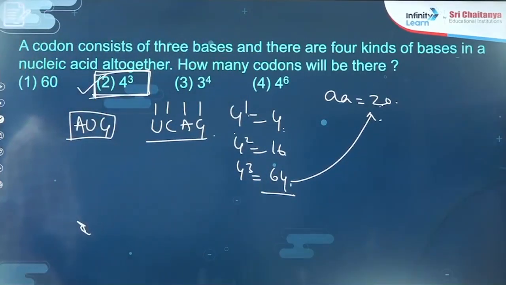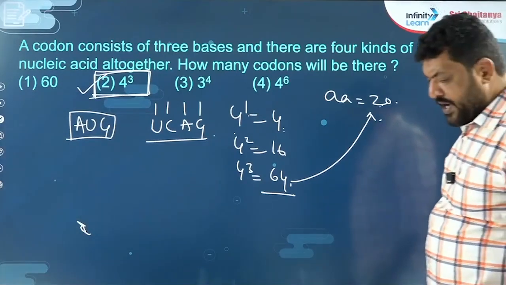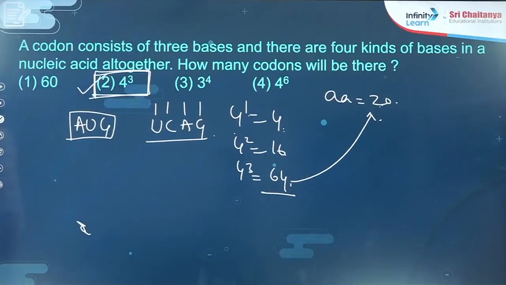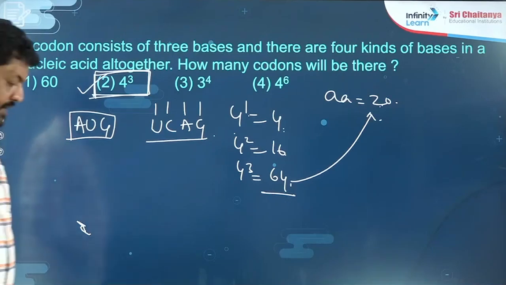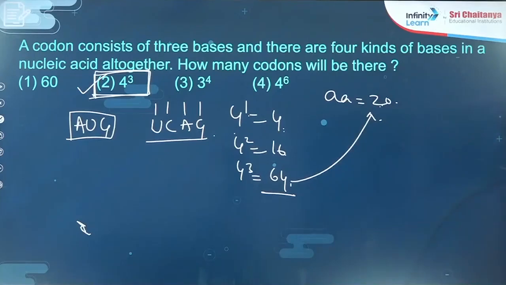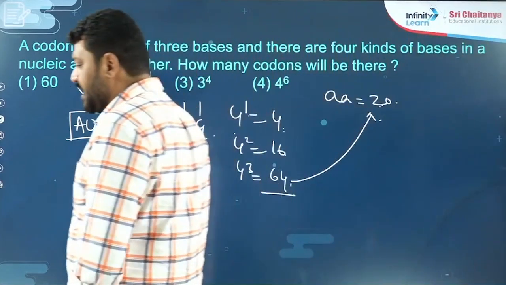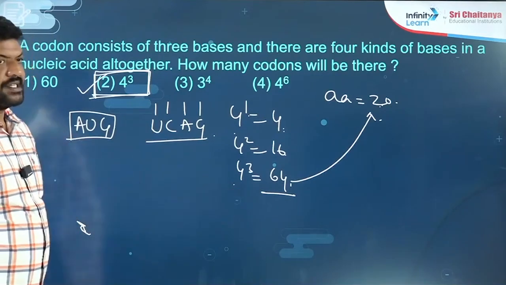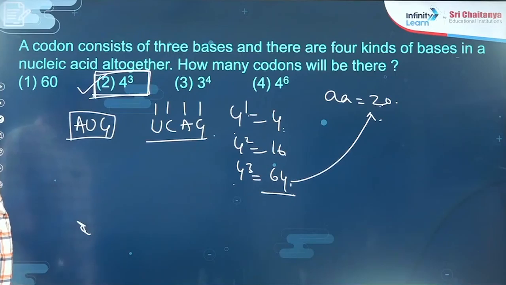Was it clear? If 4 to the power of 1, only 4 amino acids will be coded. With 4 to the power of 2, only 16 amino acids will be coded. We know very well that the number of amino acids present in all types of proteins and enzymes is 20 different types. To code these 20 different amino acids, the number of codons should be more than 20. So the answer is 4 to the power of 3, 64. Was it clear? Shall we go for the next slide?